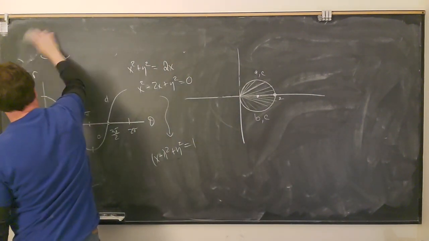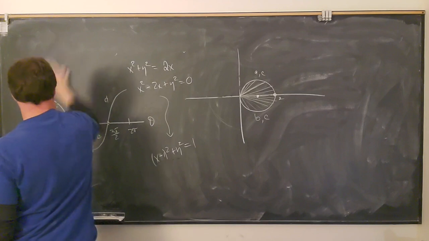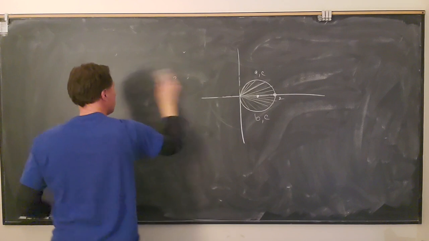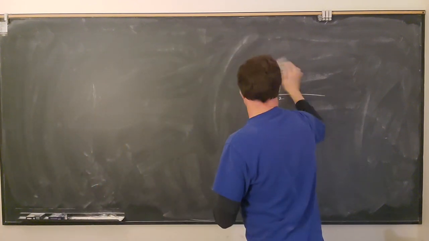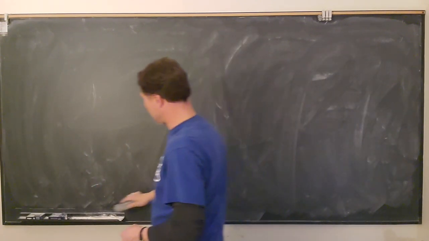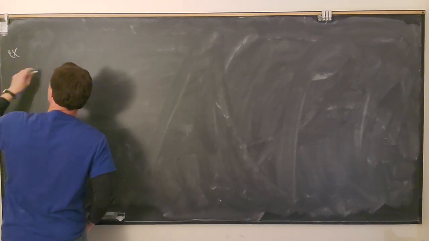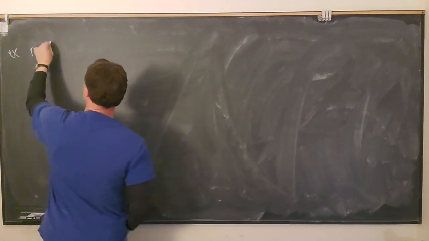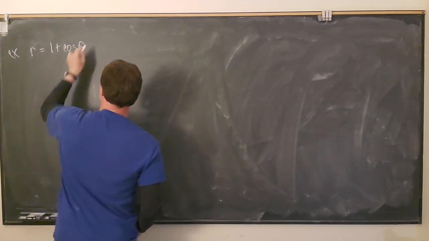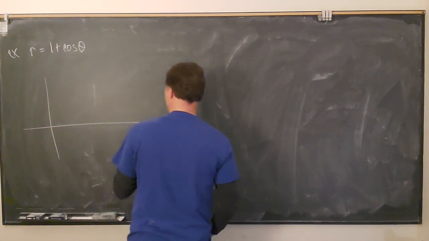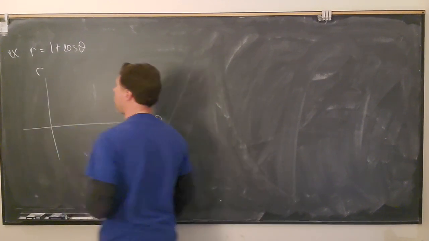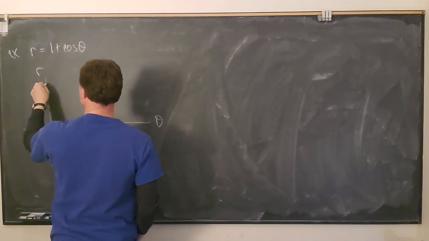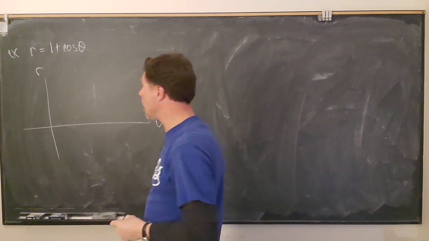Okay, so this will be the process. We're going to draw our curve first in the theta r plane, and then use the information that we get from that to sketch in the xy plane. So our next example, let's look at this one: r equals 1 plus cosine theta. First, draw the picture in the theta r plane. So that's a cosine graph that's been shifted up 1 unit.